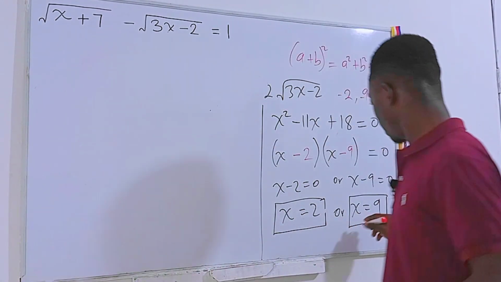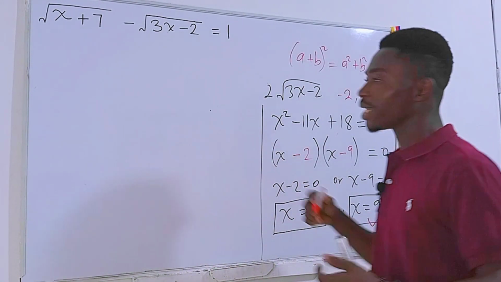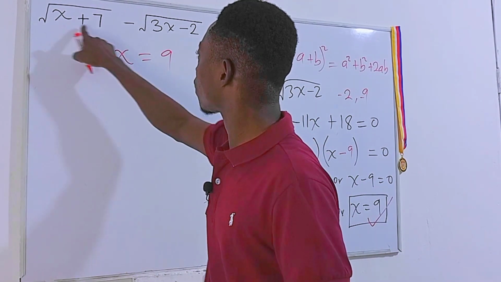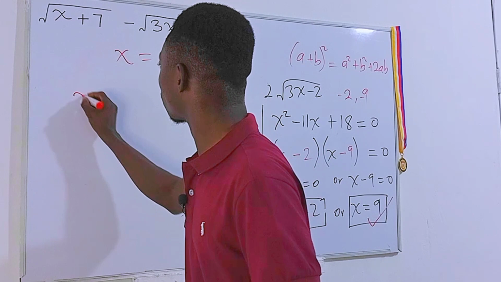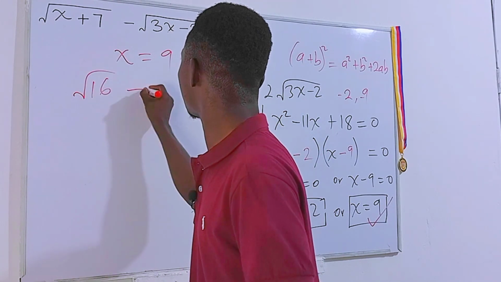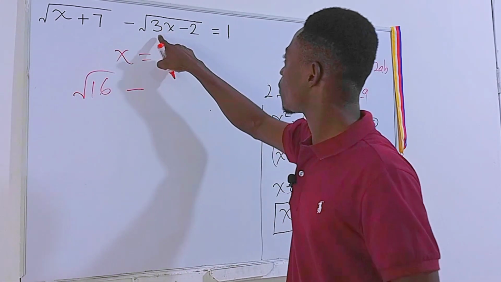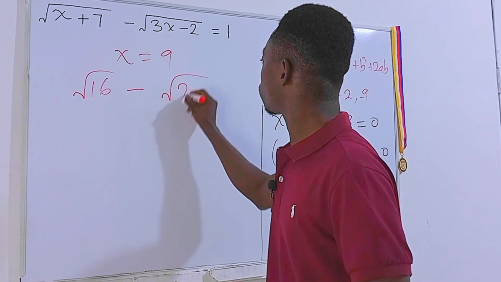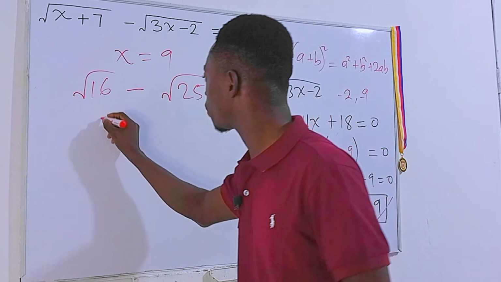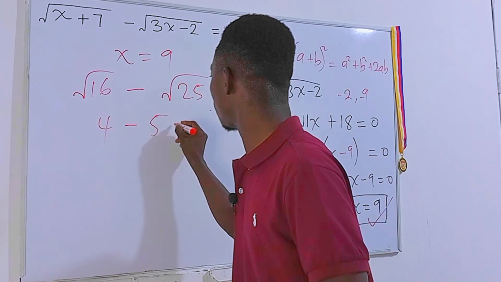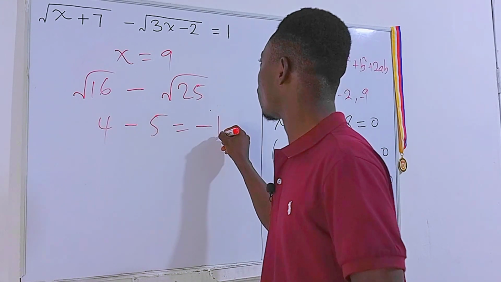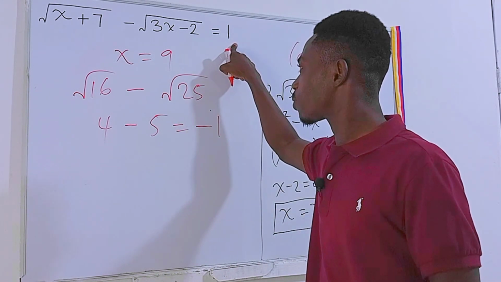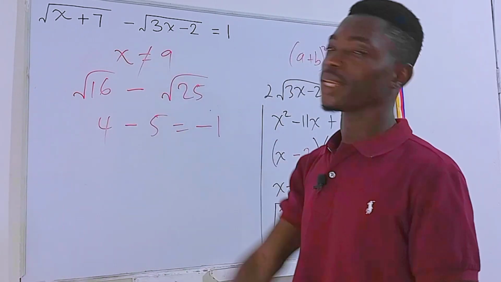Now let's go ahead and check when x is equal to 9. If x is equal to 9, we are going to have 9 plus 7, which is 16. So we have square root of 16 minus, if x is 9, we have 3 times 9, which is 27, minus 2, 25, square root of 25. And this will be 4 minus 5, which is negative 1. And of course, negative 1 is never equal to positive 1. So x can never be 9.